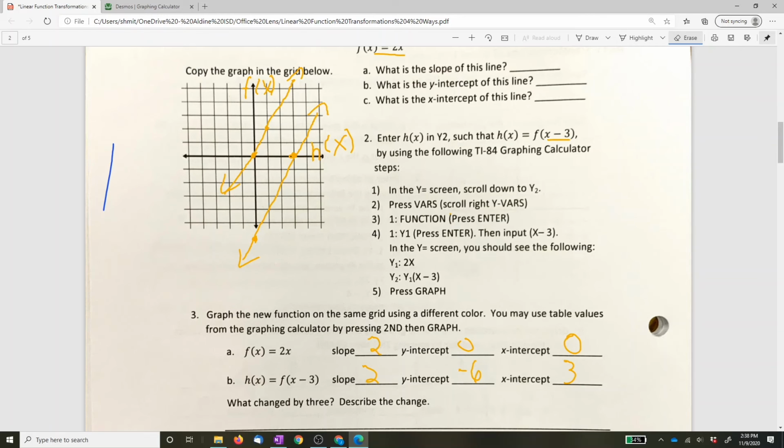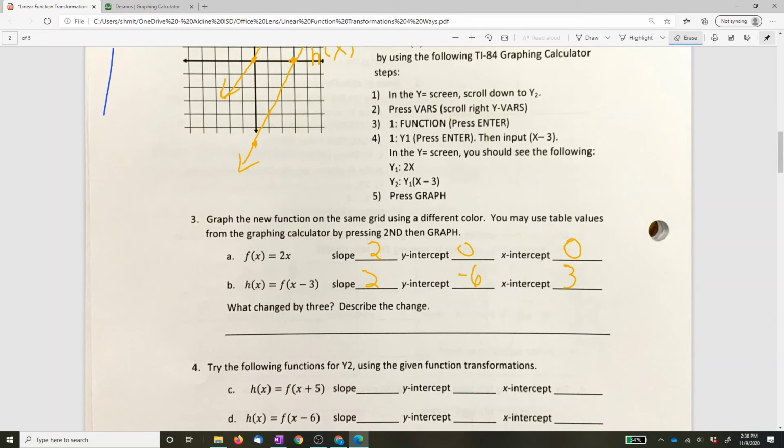The reason why this next question asks what changed by 3 is because in here we said we're going to subtract 3 from x. So in the graph, which one of these three components, was it the slope, the y-intercept, or the x-intercept that changed by 3? It was the x-intercept. That's a straight 3 right there. But it didn't change by a minus 3. It changed by a plus 3.